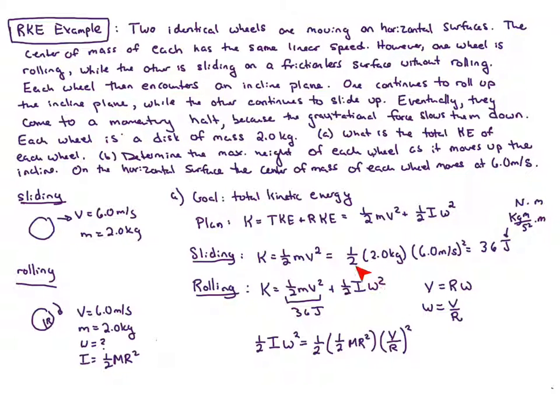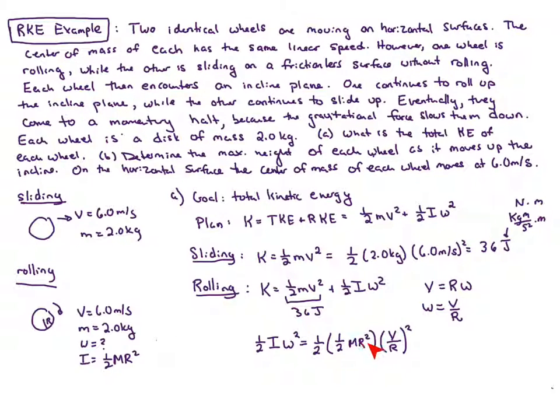But then we add on this rolling energy. So this has more total kinetic energy than the sliding one, and it's a half I omega squared. That is the thing we need to find, and we don't know omega and we don't know I. We don't know either of them because we don't know r for one thing. We know for a disk, I is a half times the mass times the radius squared. We do know the mass, 2.0 kilograms. We don't know the radius, so I'm going to proceed and hope that the radius cancels out.